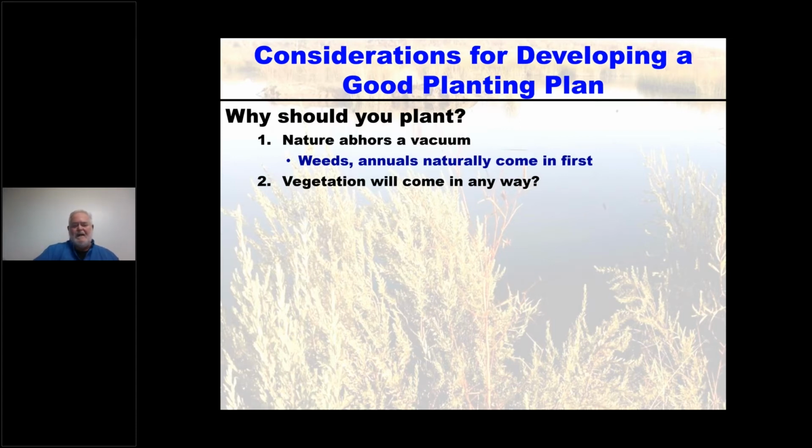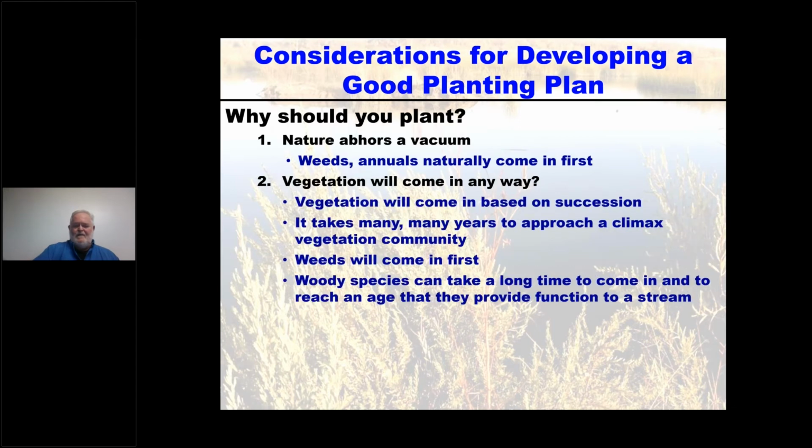So vegetation will come in anyway, yeah, but vegetation comes in by order of succession. Usually it's annuals, and then perennials, and then shrubs, and then trees, depending on what site you're at. It takes many, many years to approach a climax vegetation community. So if you can jumpstart that successional process, then you can get to that climax community a lot easier.